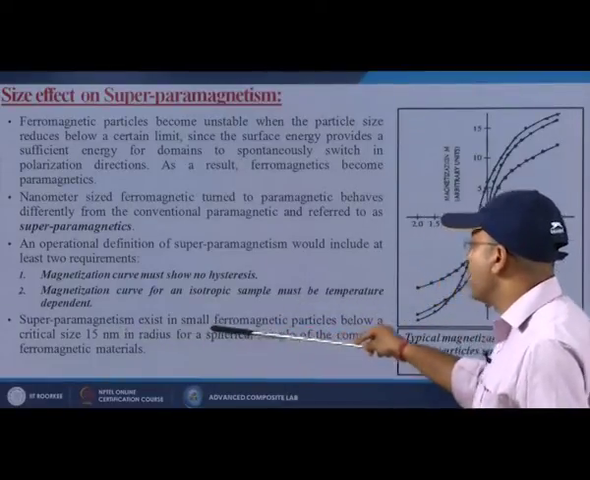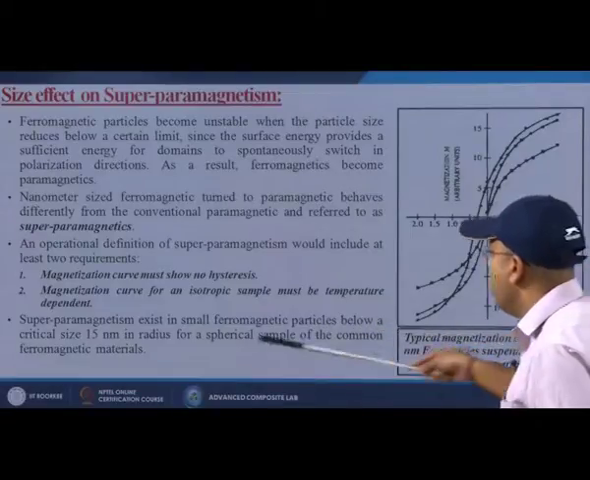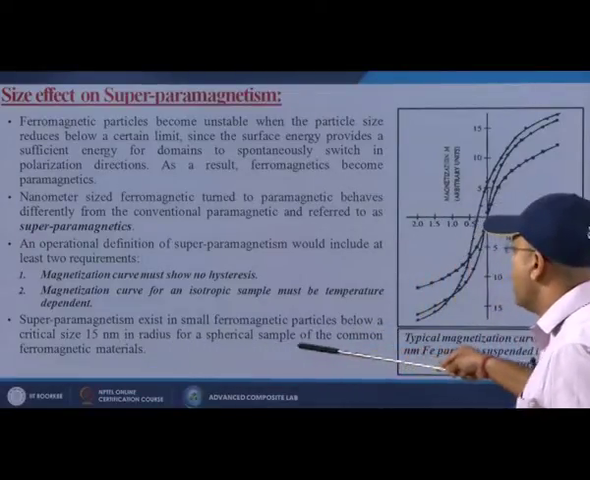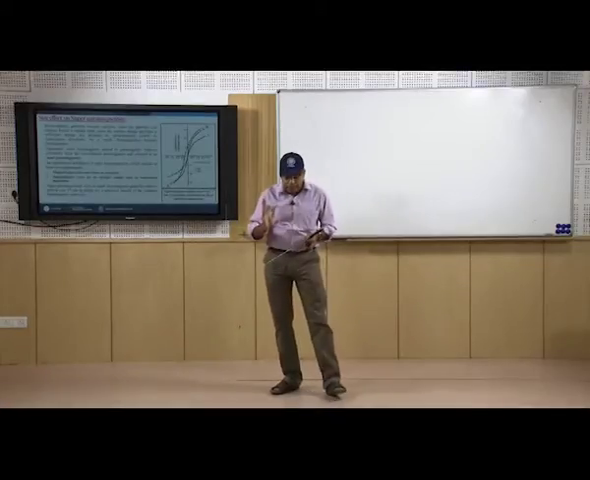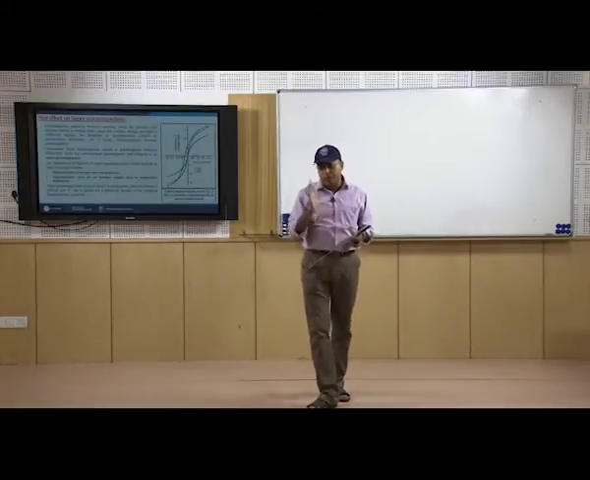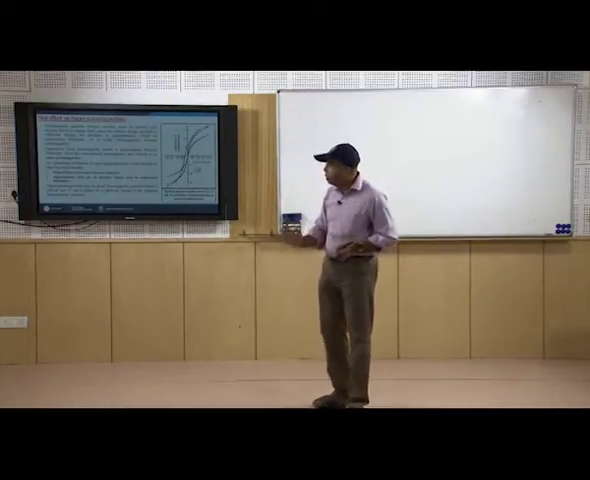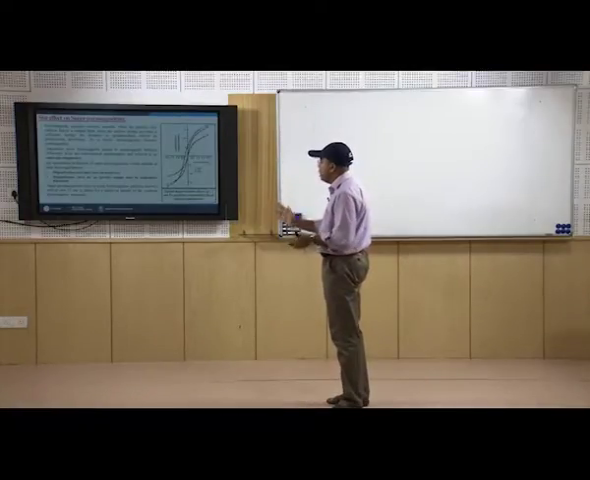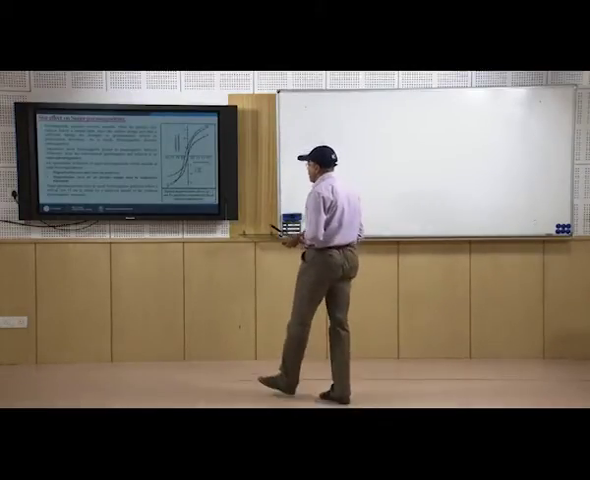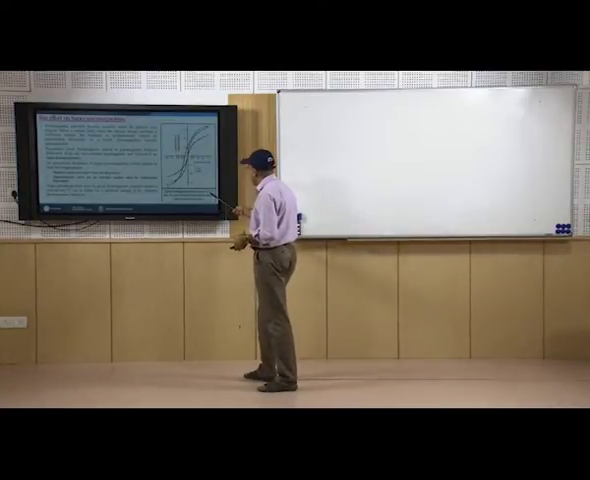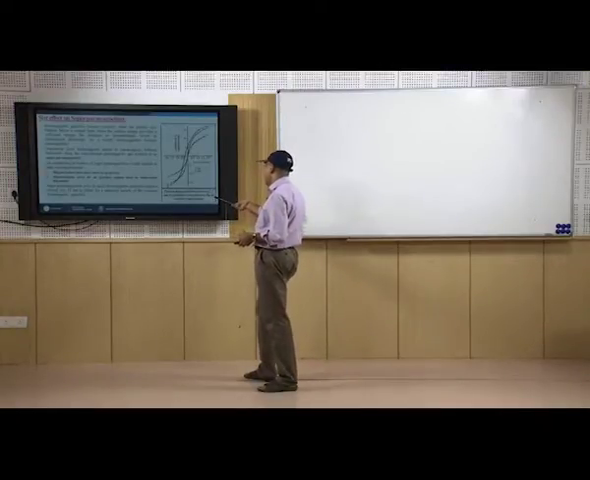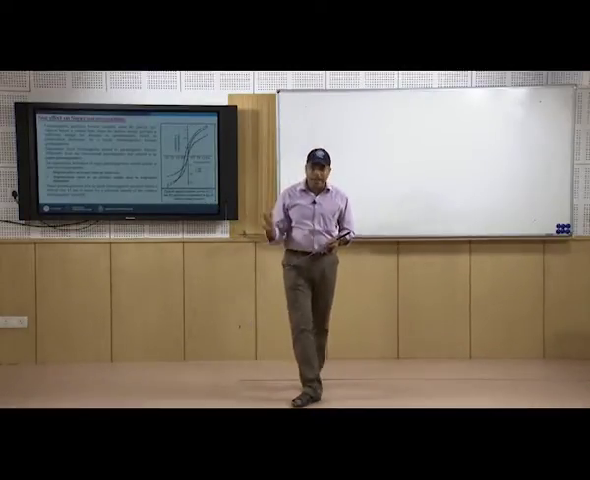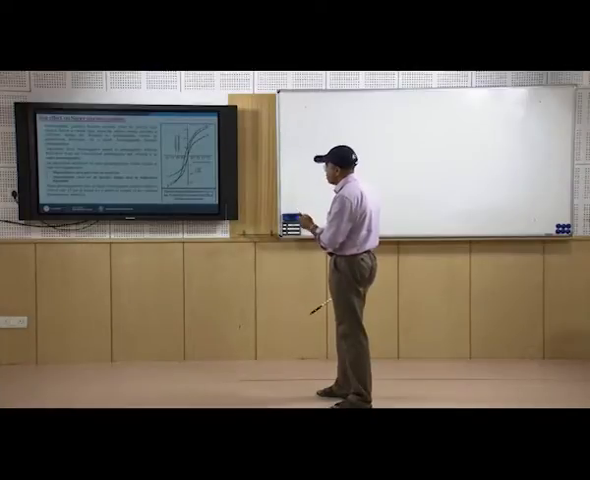Superparamagnetism exists in small ferromagnetic particles below a critical size, 50 nanometer radius for a spherical sample of the common ferromagnetic materials. So, the same thing we are telling over here also, that if we change the particle size from micro to nano, the magnetic properties also change, and the material shows superparamagnetism. Here are the typical paramagnetism curves of 2.2 nanometer iron particles suspended in mercury at various temperatures. It has been shown in this particular case.